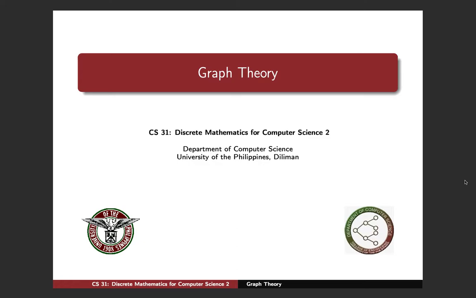Tapos na tayo sa accounting theory. So ngayon naman, sasabak tayo sa second part ng ating subject, which is yung graph theory. So ano yung dapat nating asahan? Since ito yung unang sabak natin, introduction, so marami ulit tayong mga kailangan makilala na terms. Para magkasundo tayo, meron tayong common language para sa mga terms na gagamitin sa module na to.